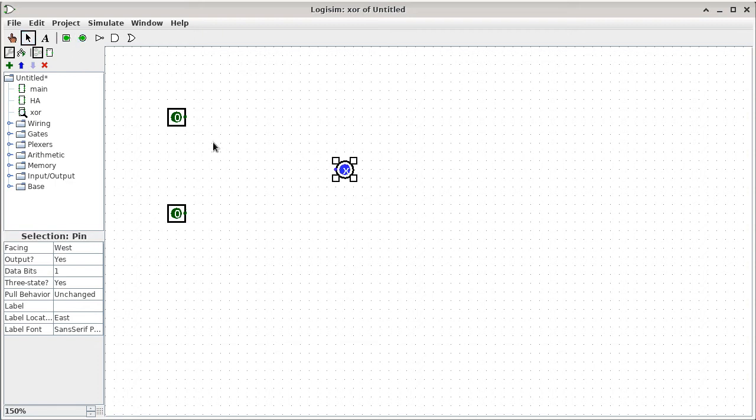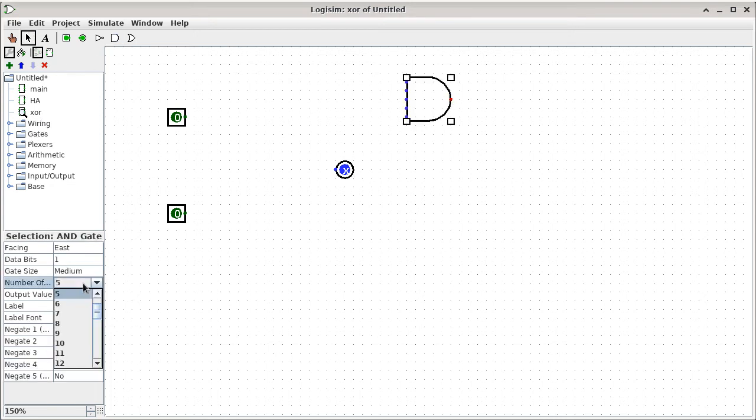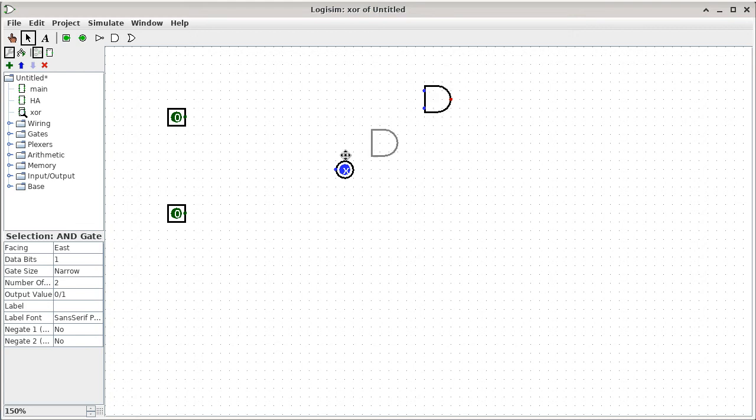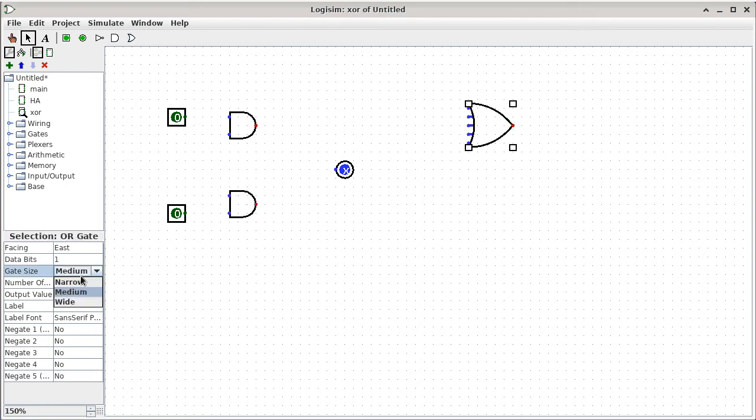Okay, here's my output pin, and then we need two AND gates. So we go to this AND here. And I don't like it when their default is too big and too many input pins. It's not too big of a deal. Okay, we put one here, we put one over here. It also needs an OR gate. Same thing, we have to change the number of inputs and the size of the symbol.